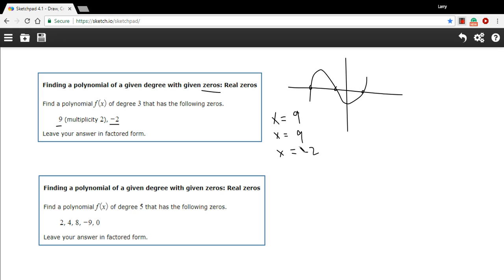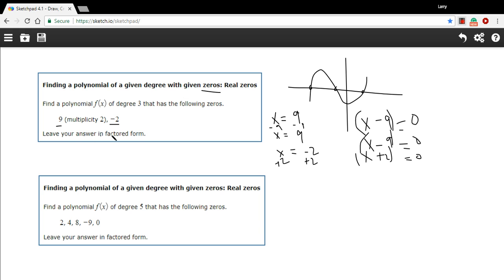What we want to do is turn these into factors. We're going to do that by setting these equal to 0. The way I would take x equals 9 and set it equal to 0 is I would subtract 9 from both sides. So I would get x minus 9 equals 0. I would also get, for the second one, x minus 9 equals 0. For this one, I'd need to add 2 to both sides, and I would get x plus 2 equals 0. These are our factors.